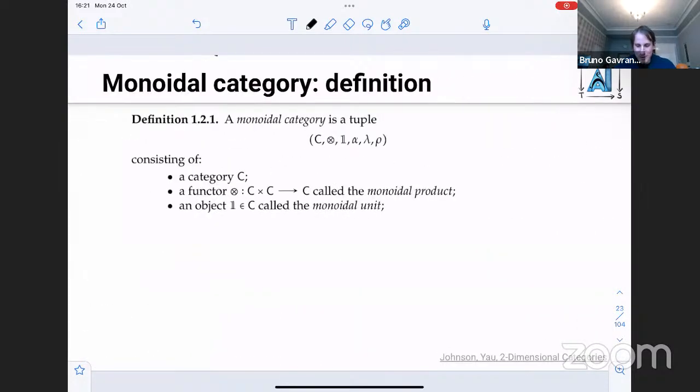And if you follow so far, this is part of the definition of what a monoidal category is. So I'm presenting it here. A monoidal category is a tuple of many things. It consists of a category C, a functor called the monoidal product, which joins objects in a particular way, and a sort of neutral object called the monoidal unit.